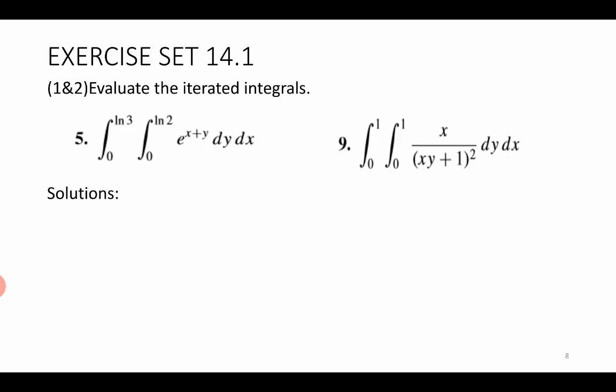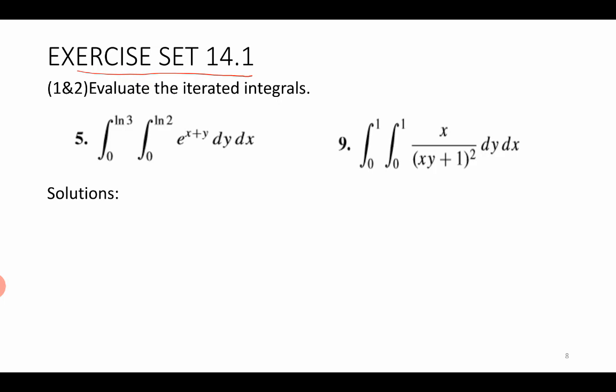Now let's go to exercise set 14.1. The first problem is double integration e raised to x plus y dy dx. See, all the limits are constant.